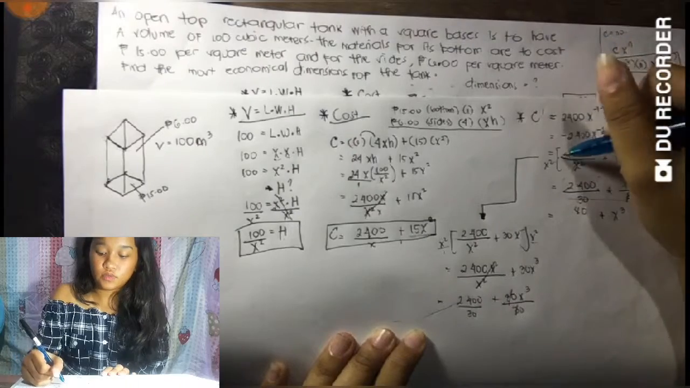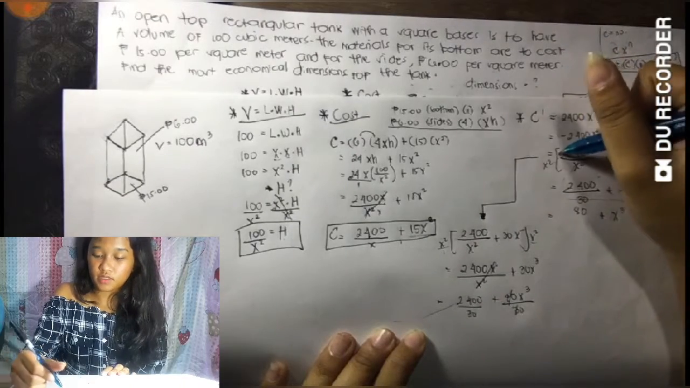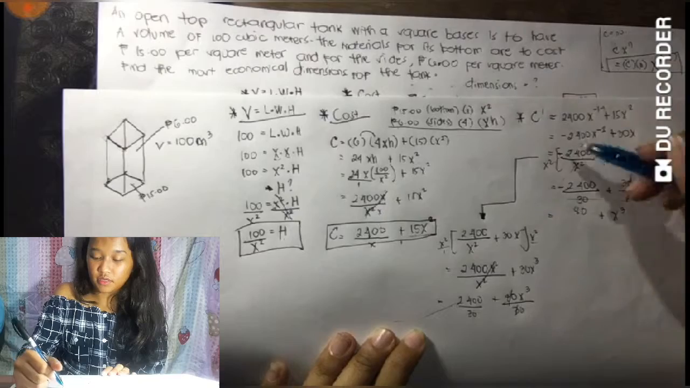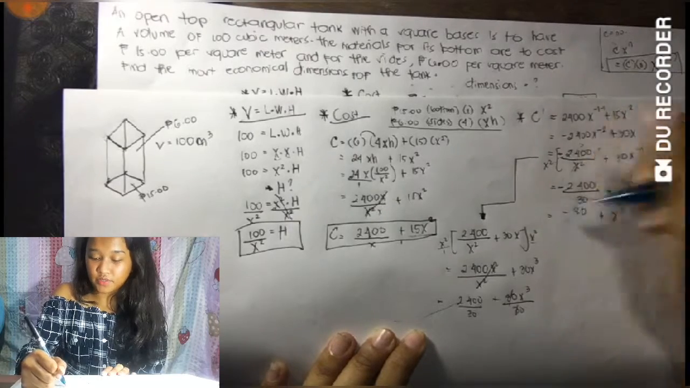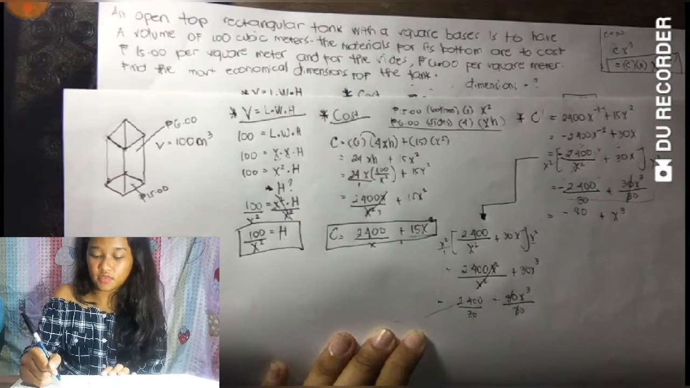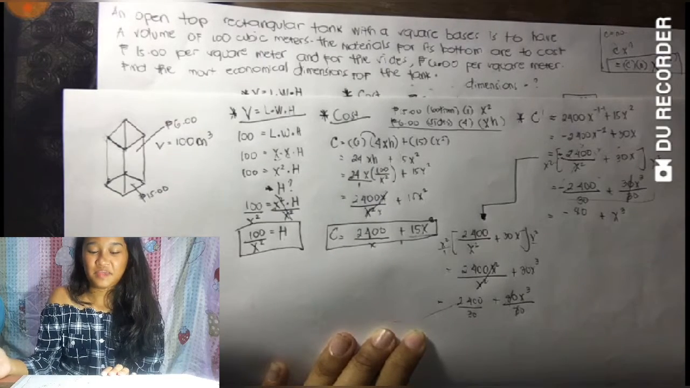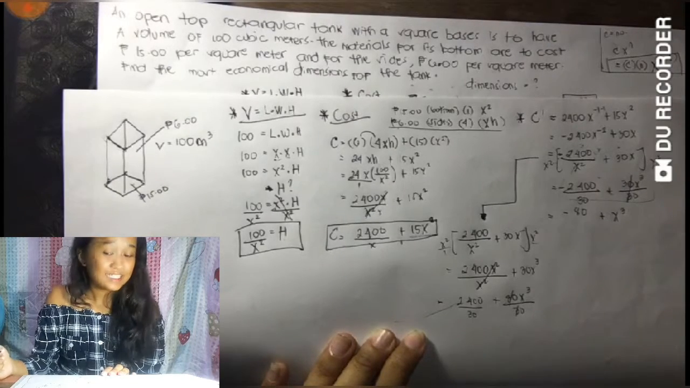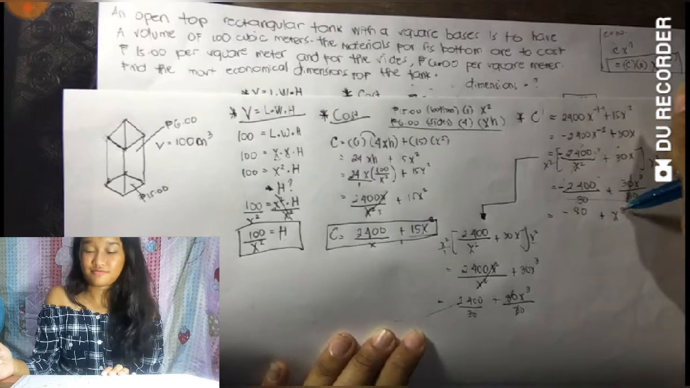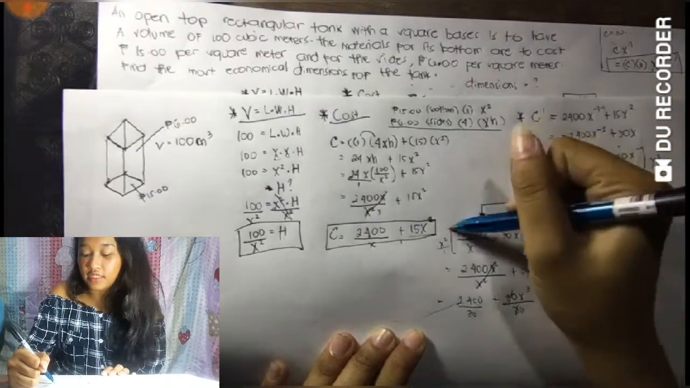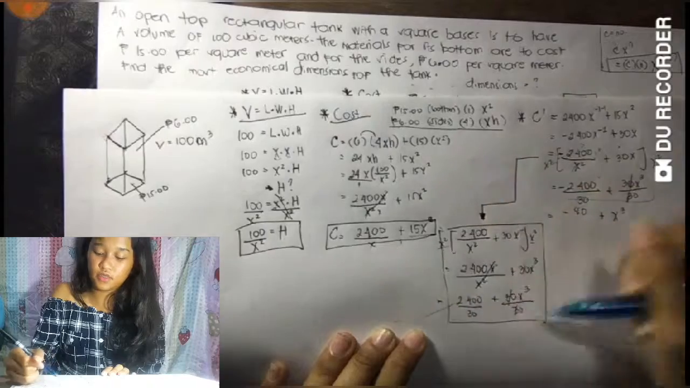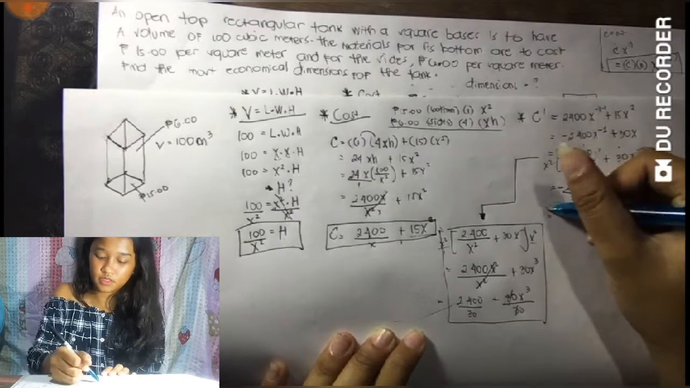To get a critical point, you need to... Oh, wait. This is negative. Yeah. It's negative. I'm so sorry. Negative 2400 over 30. Yeah, you must really pay attention to the signs, because once you get it wrong at the very first and you just continue doing the process with the wrong derivation, it's useless. The negative 80 plus x cubed.